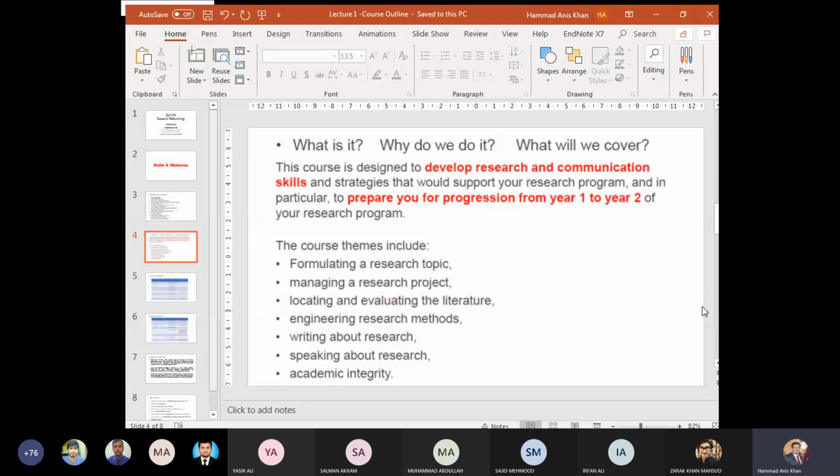So the course themes would be formulating a research topic: how you can make a research topic, what should be a research topic. Before formulating, we will try to answer why we do research, is it necessary, can we skip it or not. So this would be our initial 1 to 2 weeks. Then I will give you some ideas on how you can formulate your research topic. Then after formulation, we will look at how you should manage your research project. There will be some problems I will be sharing with you.